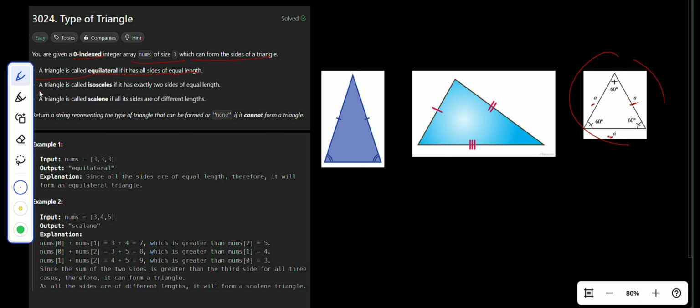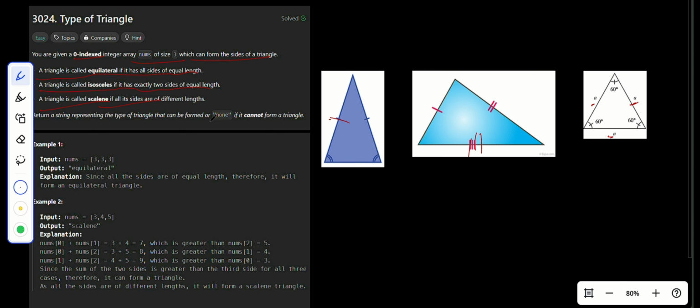The triangle is called isosceles if it has exactly two sides of equal length. So in this example, we can see that these two sides are equal length, so this is an isosceles triangle. A triangle is called scalene if all the sides are different lengths. So this is a scalene triangle where every side has a different length.